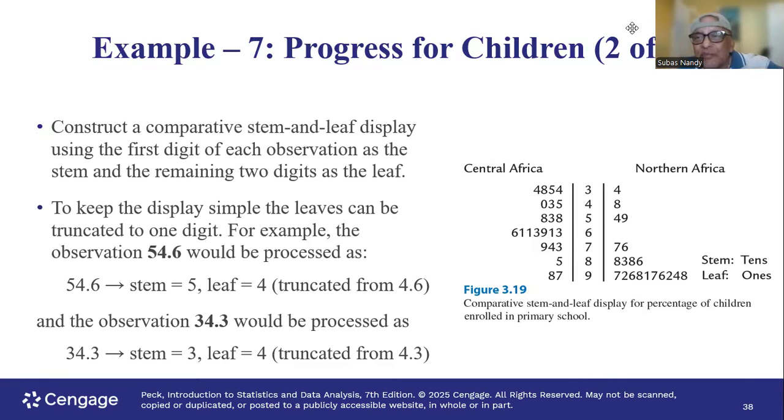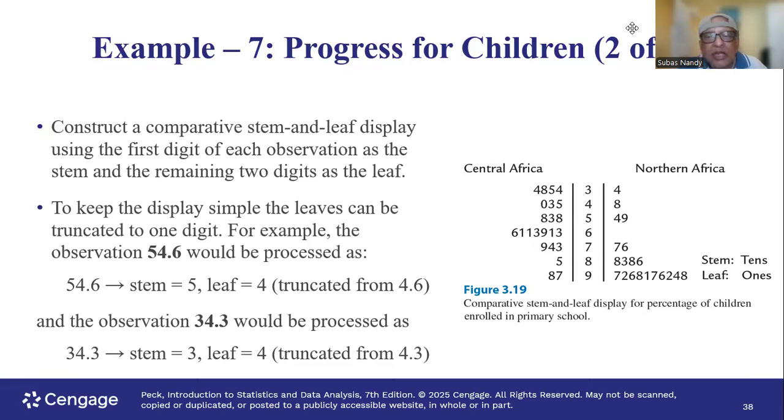The stems had not been divided into three low, three high, four low, four high, and so forth. Only 3, 4, 5, 6, 7, 8, and 9. Remember, the numbers after the decimal places have been ignored. So for Northern Africa, the lowest is 34. Similarly, for Central Africa, the lowest is 34 too.